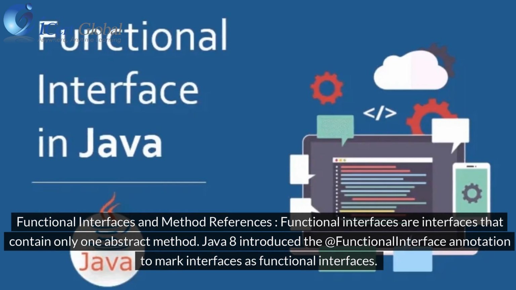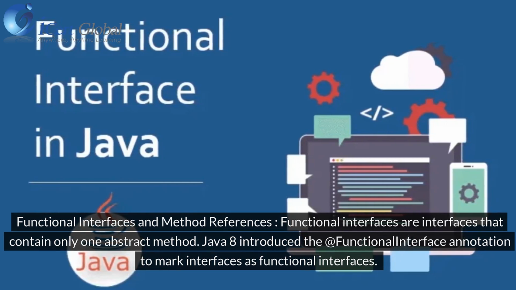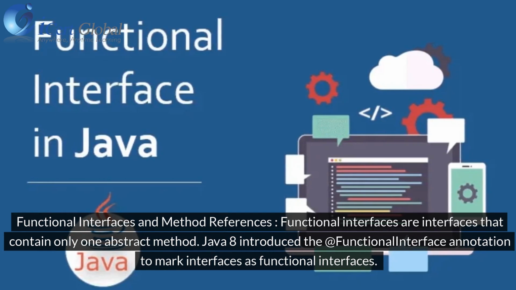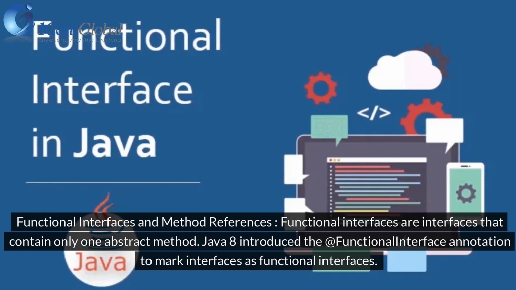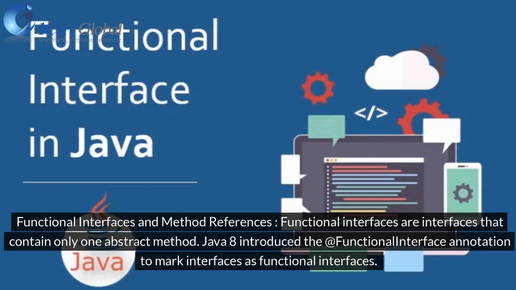Functional interfaces and method references. Functional interfaces are interfaces that contain only one abstract method. Java 8 introduced the @FunctionalInterface annotation to mark interfaces as functional interfaces.